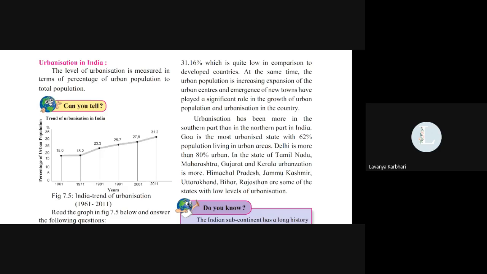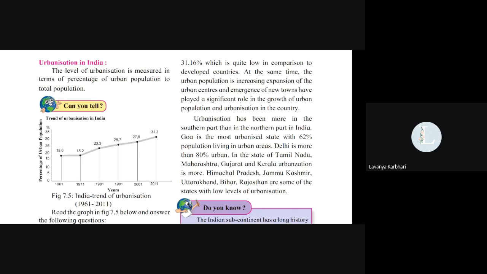Delhi is more than 80% urban. If we take the example of Delhi, almost 80 percent of people are living in the city. It means if the population of Delhi is 100 people, then out of that 100, 80 people live in Delhi city and the remaining 20 live outside the city in the rural area.